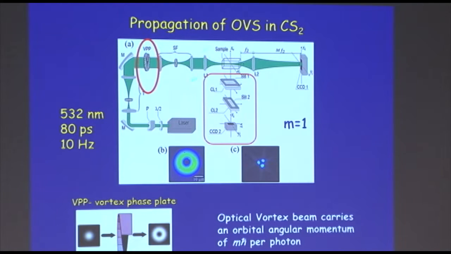Then we use a spatial filter in order to clean the beam, and then we focus this light in a sample, which is again liquid CS2. And in order to observe the profile, we use a CCD looking at the transmitted beam for different thicknesses of samples, and also we observe along the transverse direction, with another CCD, to see the profile of the beam along the propagation. Okay, so in this case, we use a vortex corresponding to topological charge m equal to 1, that corresponds to angular momentum of h bar per photon. It's much more simple than to use that quite sophisticated fiber that was discussed this morning, we just pass the beam through this plate.